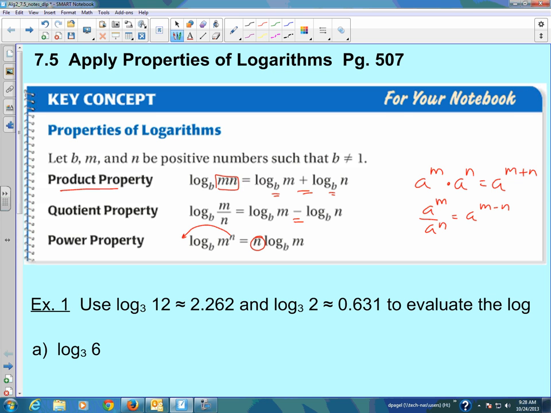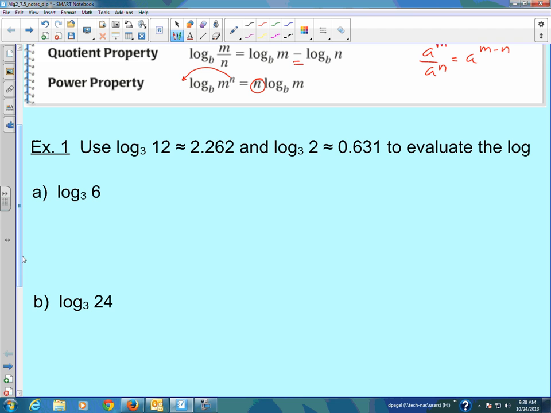All right, let's say we were given the values of log base 3 of 12, approximately 2.262, and the log base 3 of 2, approximately 0.631. And we're going to use just those two logarithms. Both of them are the same base of 3. We're going to use 12 and 2 to somehow rewrite the problems we see here for A and B. So I want to figure out how I can use 12 and 2 to come up with what we're taking the logs of for these next 4 examples.